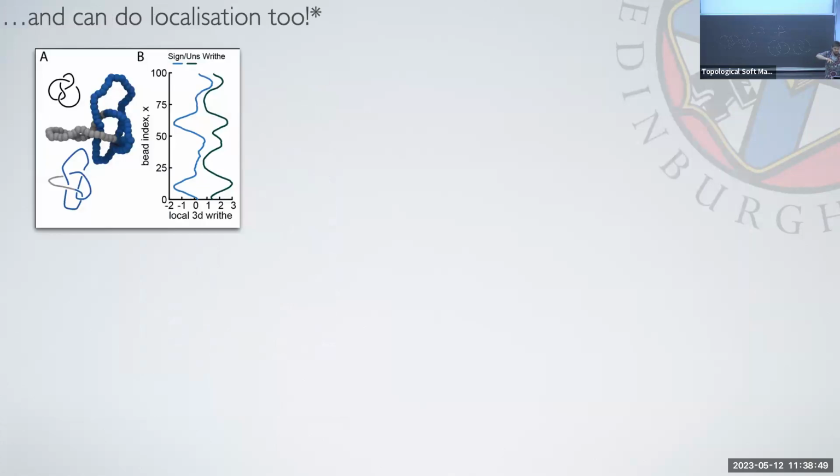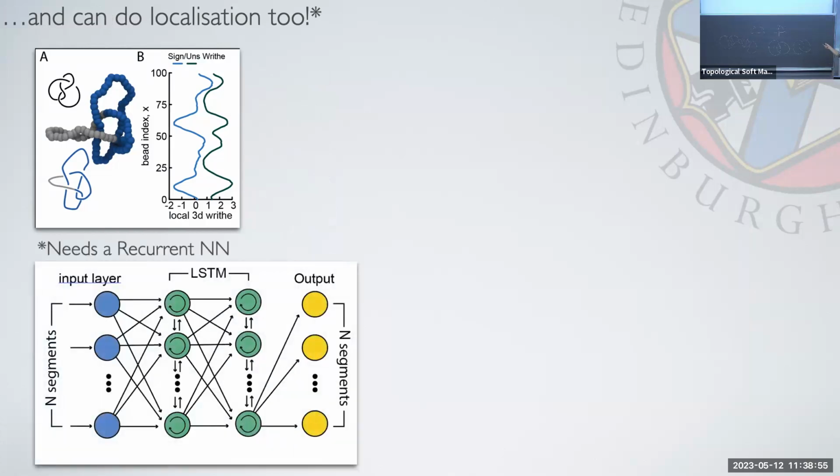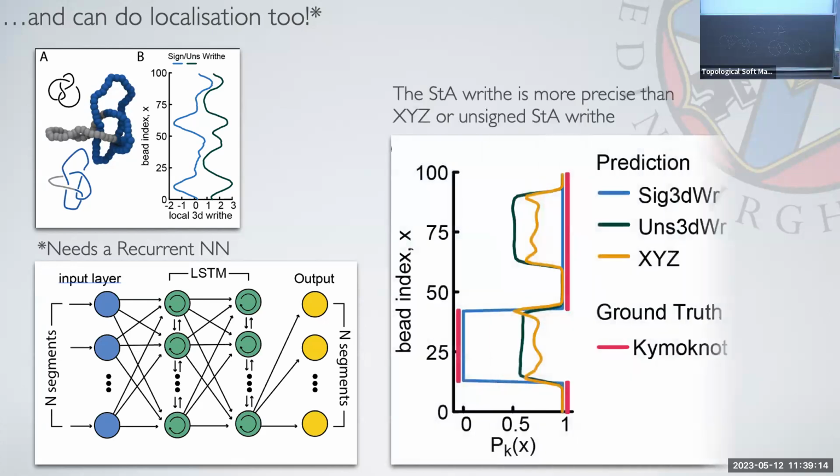And a final thing: you can do localization too. You can actually use KnotPlot to train the network, to identify the knot, to have a ground truth to say where the knot is, and to pass the writhe. Now this time, if you use a feed-forward neural network, it just doesn't work. You have to use a recurrent neural network that has some kind of information on the adjacency, on the sequence of the nodes, and you get a very good result.